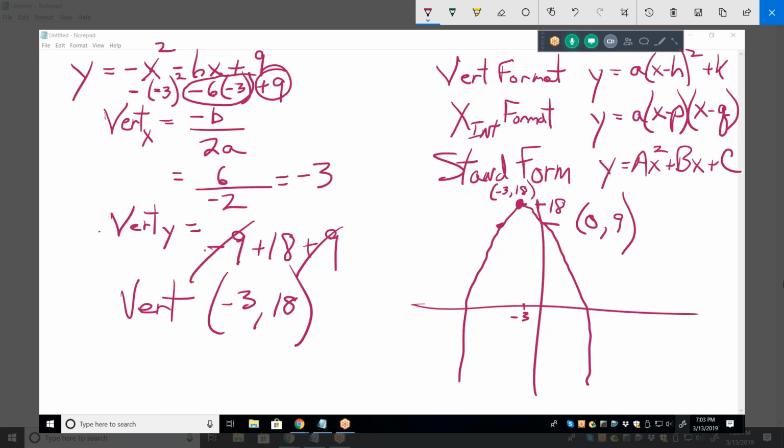And its symmetrical opposing point is what? It'd be negative 6, 9. Good. All right. You now know how to handle all 3 formats.